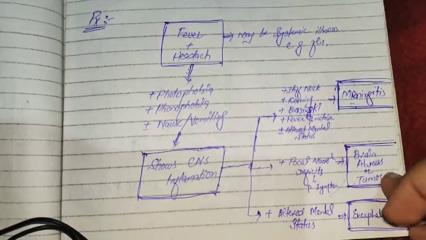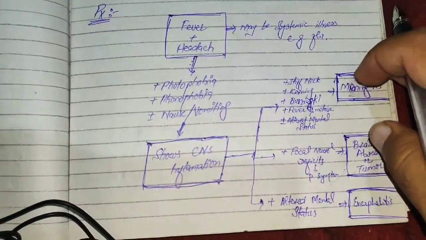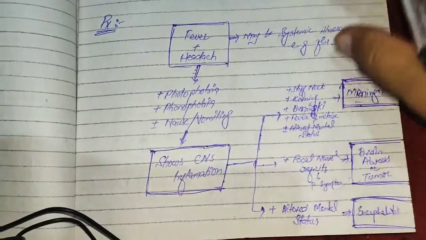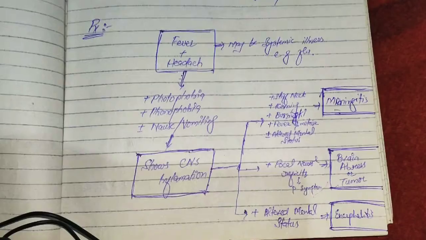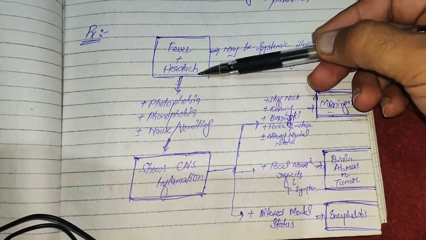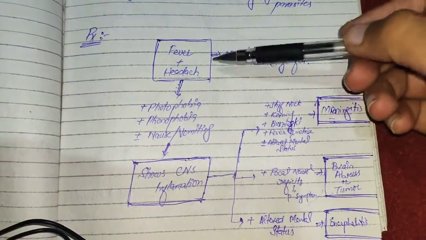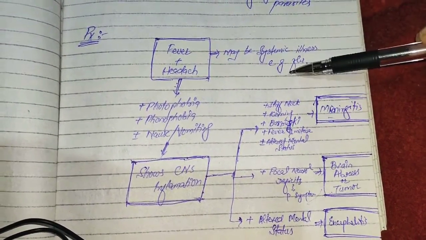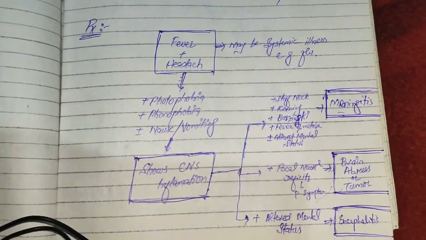Moving further, now how will the patient present? This is an important thing to remember: most of the patients with involvement of the brain and the spinal cord, or the brain and the meninges, present mainly with fever and headache. Now the fever and headache may be signs of some systemic disease, for example, it occurs in flu as well as in other infections.